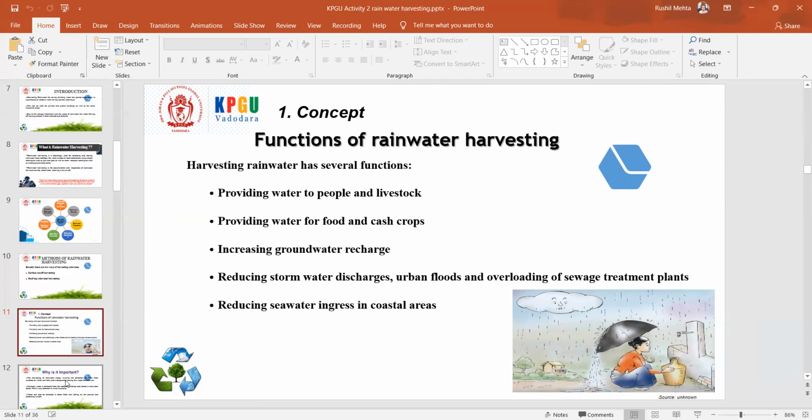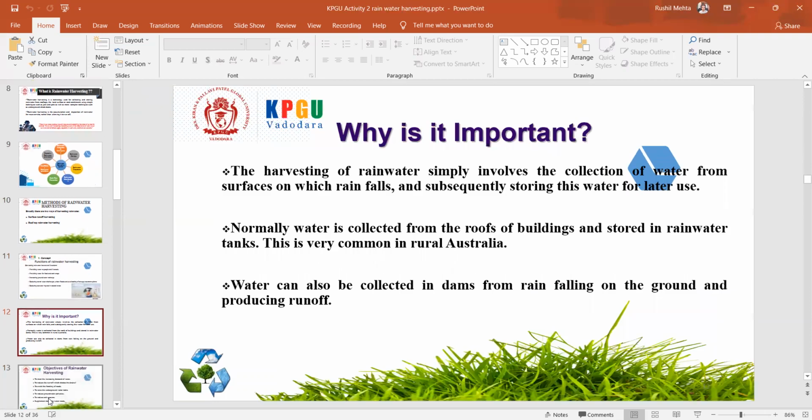What are the functions of rainwater harvesting? It has several functions like providing water to people or any living thing, for food and cash crops, increasing groundwater recharge, reducing stormwater discharge, urban flood and overloading of sewage treatment plants, and reducing sewage ingress in the coastal area.